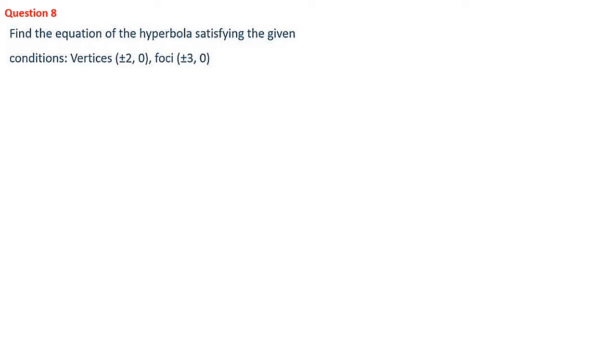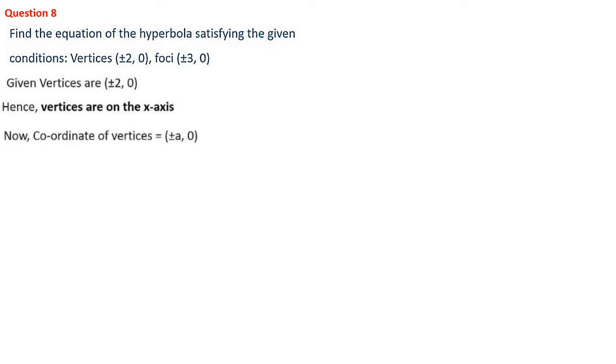You see here y value is 0. Y value 0 means the point will lie on the x-axis. Vertex and foci will lie on the transverse axis. So the transverse axis or the axis of the hyperbola will be x-axis. So given vertices plus or minus 2, 0, the vertices are on the x-axis. The coordinate of the vertices will be plus or minus a, 0. So this is what we have to identify, the axis, the transverse axis.